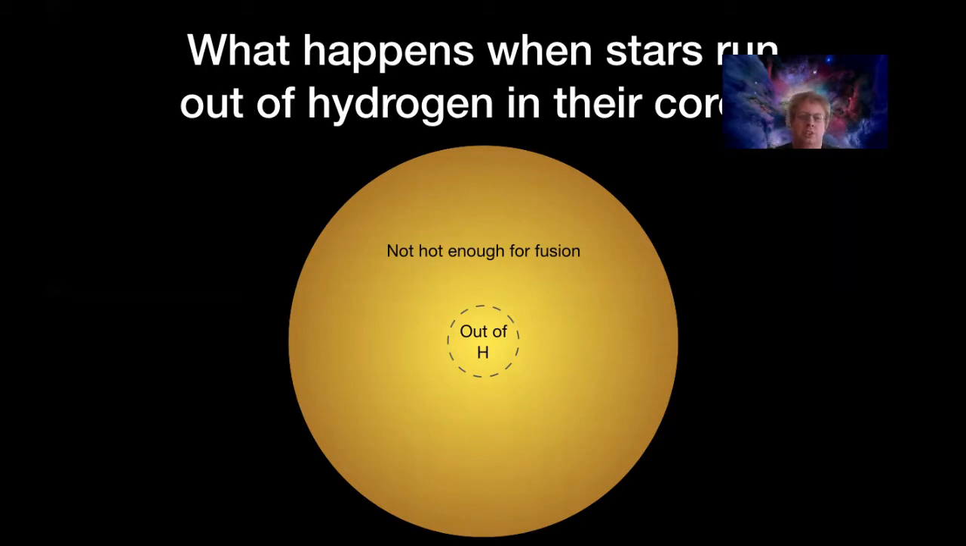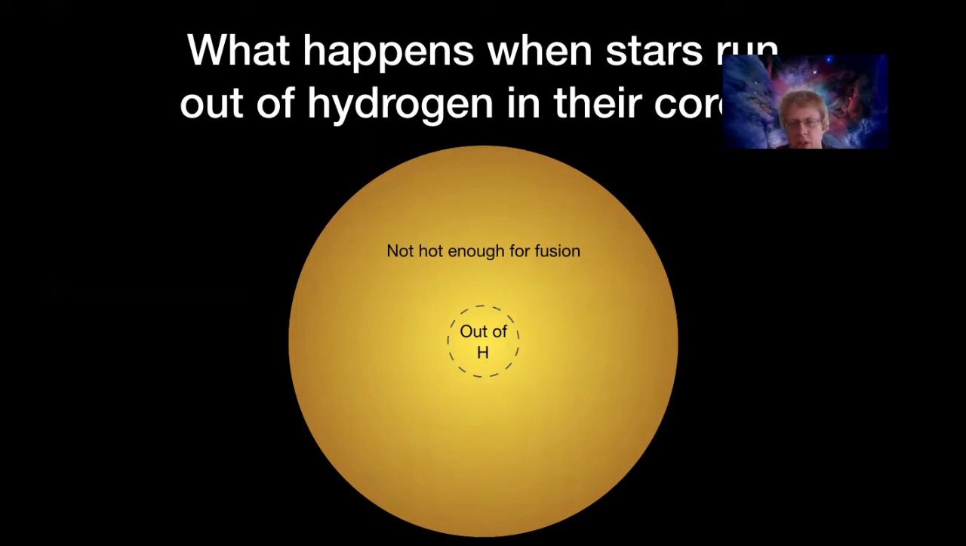And it's burning hydrogen into helium and burning hydrogen into helium. And it's building up more and more helium in its core, and it's losing hydrogen. And eventually what happens is the core is almost entirely helium, and it's no longer able to fuse.